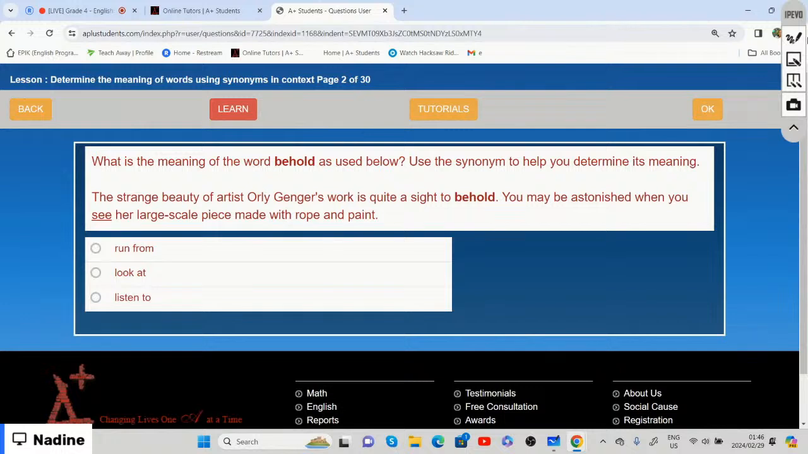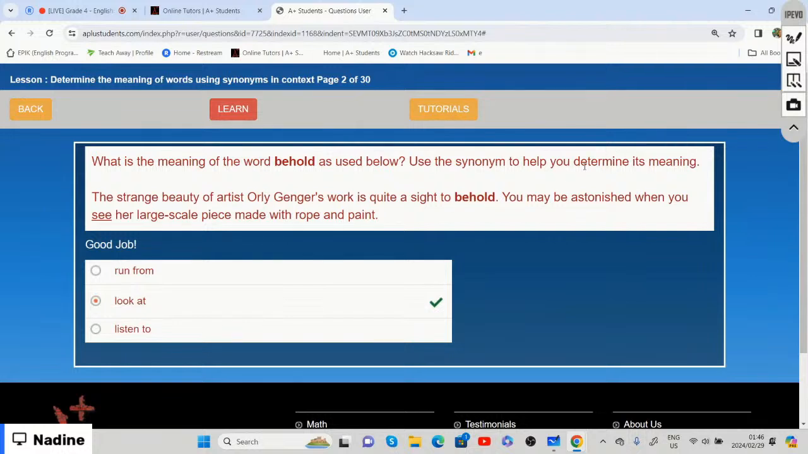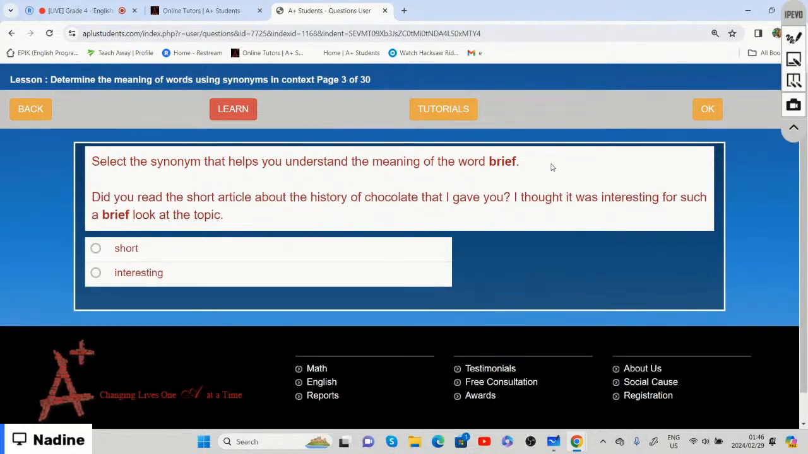All right. So if we were to find the meaning of the word behold, earlier on we said behold is to see something. So this time around, behold will mean to look at, look out, right? That is what behold would mean. So yes, the second one is correct. Well done.